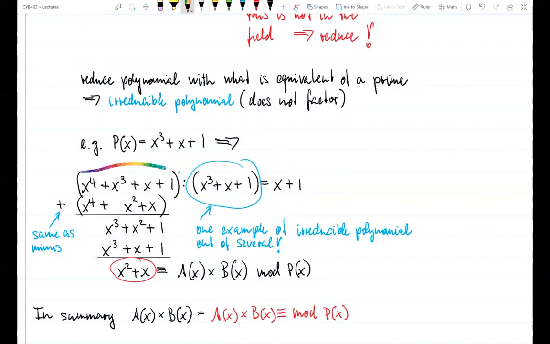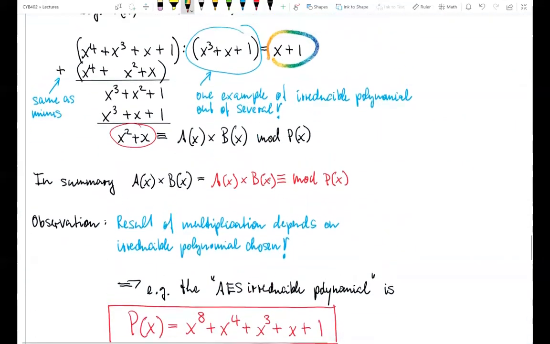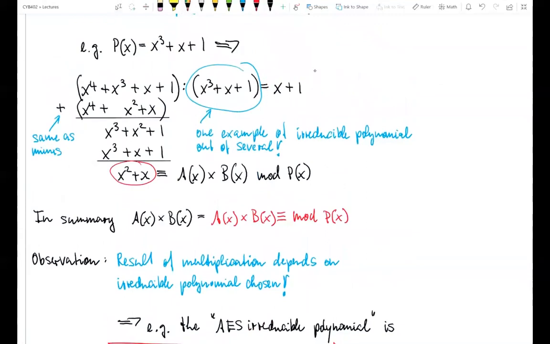So dividing our result by the irreducible polynomial gives us a result, and this is obviously in our field. So it's contained in our field, okay? You can follow the steps. It's just regular polynomial division, and the result is a polynomial that is in the field, okay? So this here is our result of A times B mod P.